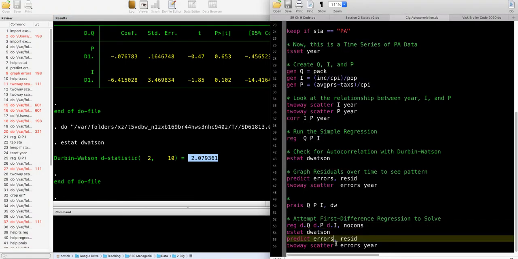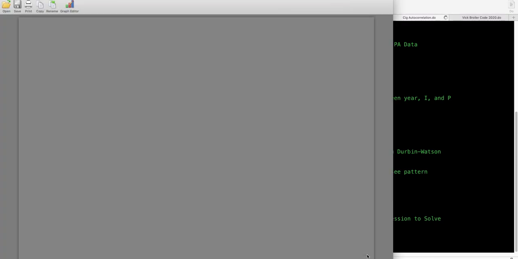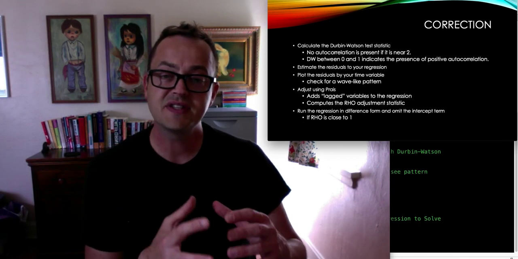If we predict errors again, I'm going to make a new variable here to predict errors on the residuals of this new equation, and I'm going to do a scatter plot. So we no longer have a consistent pattern. Again, we still have a bit of pattern over here, but it's not as obvious as it was before. Again, this is imperfect data and an imperfect example. But again, I wanted to show that this is the process you go through.